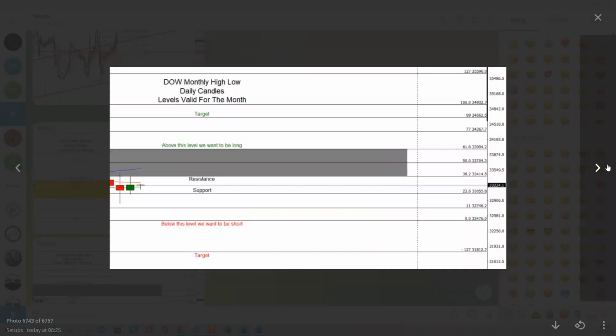On the Dow monthly high-low, currently between levels of 23.6 and 38.2 as support resistance. Look at the moving averages, 50 is above 21, above 8. That's indicating trend is down. So with that, we want to push below this zero level to aim for that minus 127.